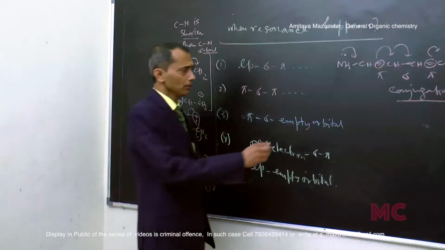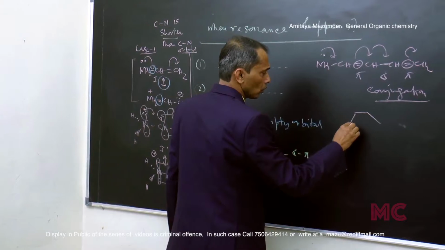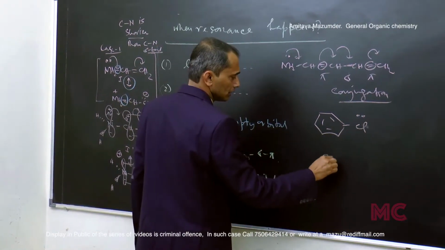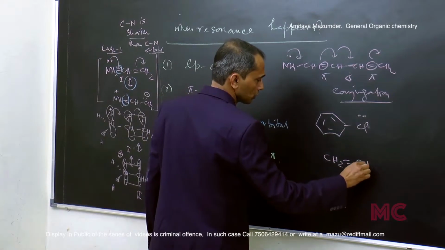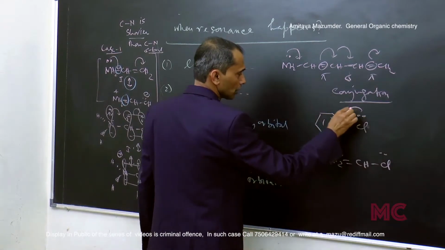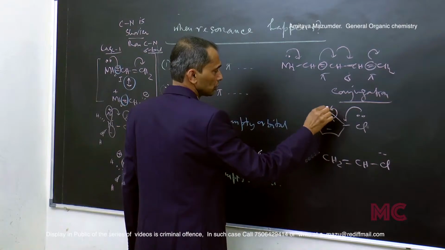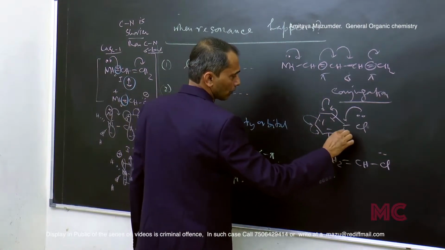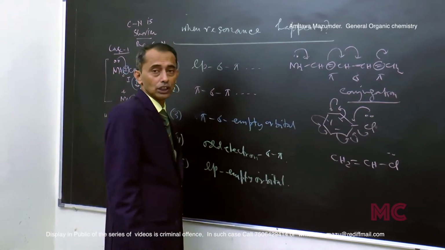The same thing can also happen. Suppose I say chlorobenzene, or vinyl chloride, CH2=CHCl. In these situations, resonance takes place. So like this, this will come over here, this will go, this will come over, this will go, and this will come over, this will go. This way, resonating structures can form.